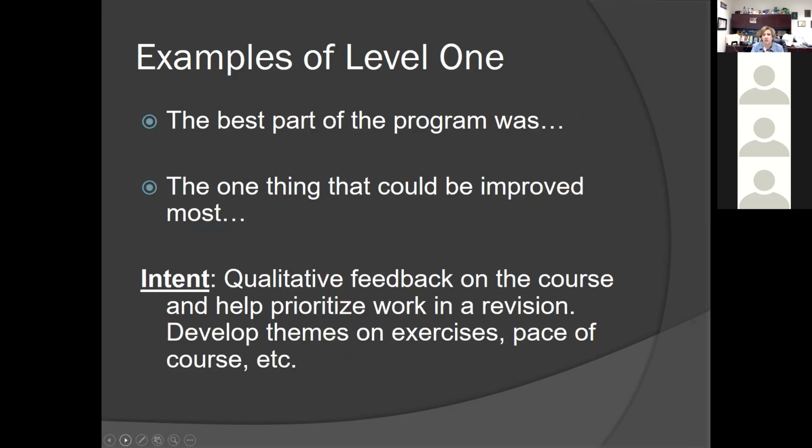And then I think it's always important to ask open-ended questions when doing an evaluation. So, what was the best part of the program? What's one thing that could be improved most? It's always good to ask them about what was the best part and what could be improved. It really does help you prioritize your work when you're looking at doing revisions. You can also develop themes, those types of things.